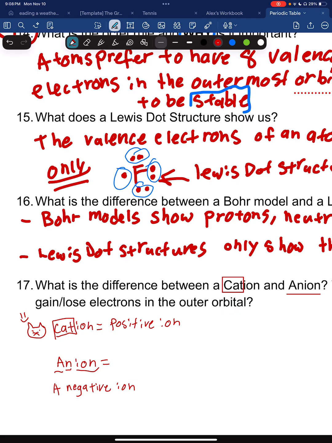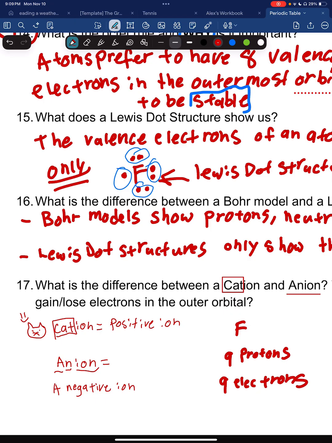All right. So what we have going on here is when we have our neutral atom. Okay. So since we got fluorine here, fluorine in its neutral state, that means it has the same number of protons and electrons. So it has 9 protons. Let me write it out. Protons and 9 electrons.